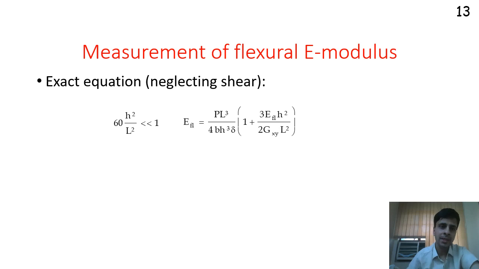And once you know the modulus, you can also calculate the effective modulus using a formula something like this. This is true if 60 h square by L square is much greater than 1. In that case, you can neglect shear.